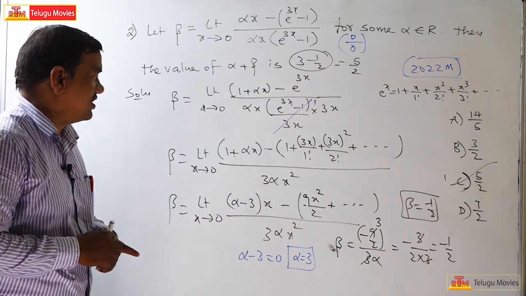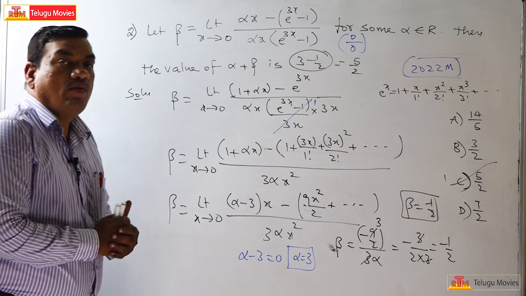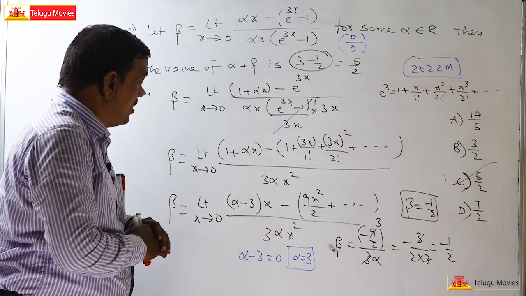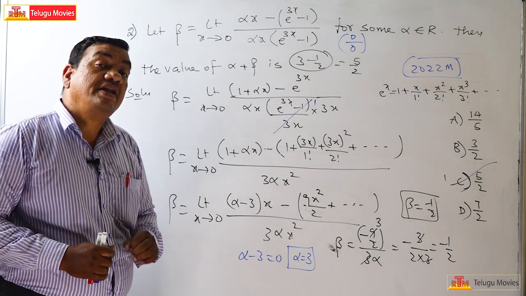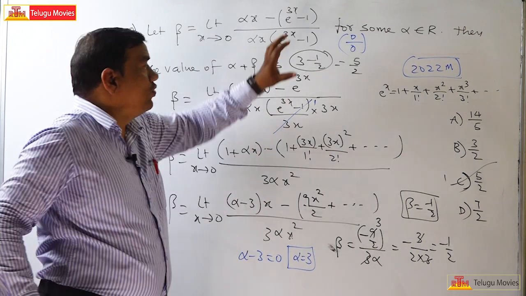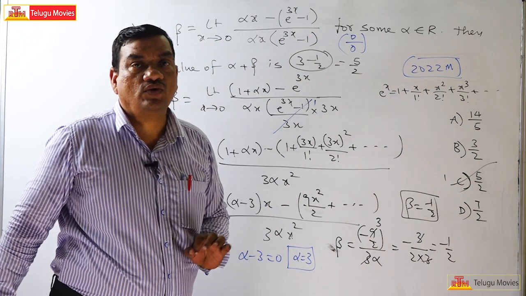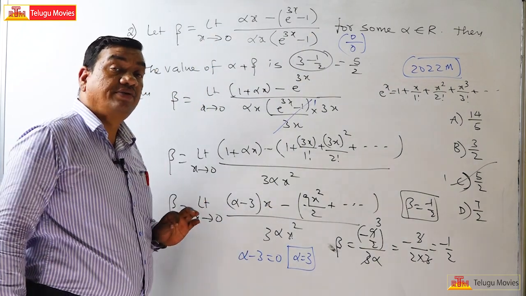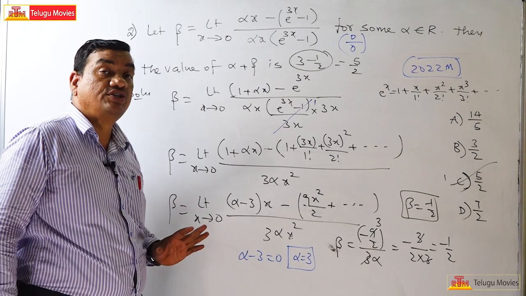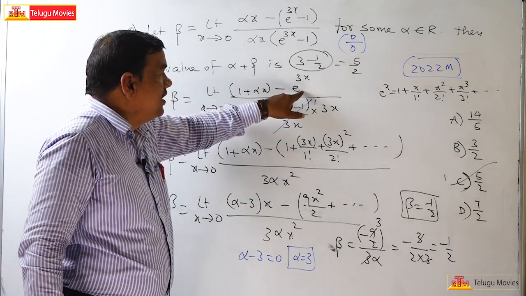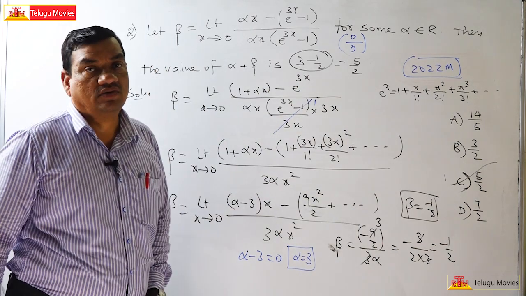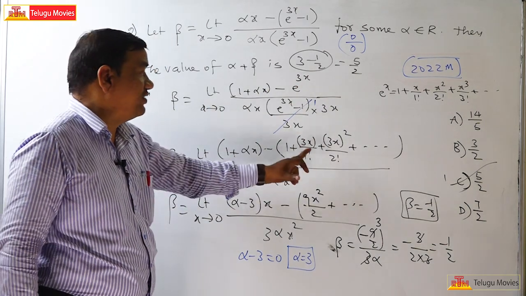5 by 2 is the correct answer. Very nice problem. If you observe here, we did not do any differentiation. Even though we got a 0 by 0 form, we did not do any differentiation here. Without differentiation, we got the solution just by writing the e power 3x expansion. Understand this? We wrote the e power 3x expansion here.